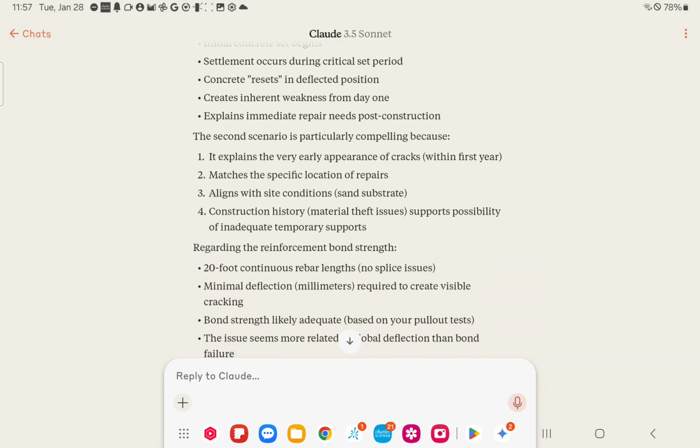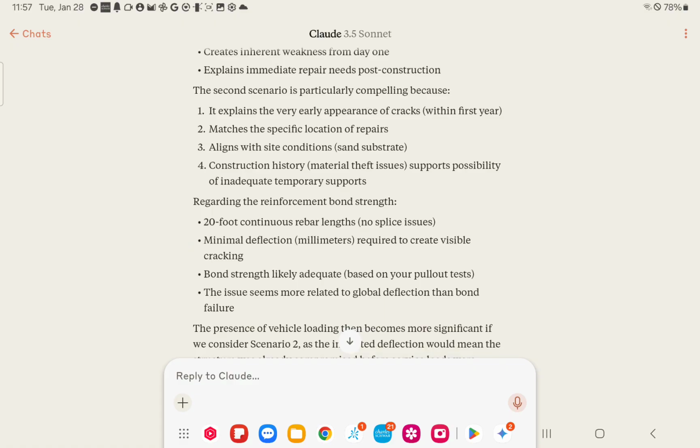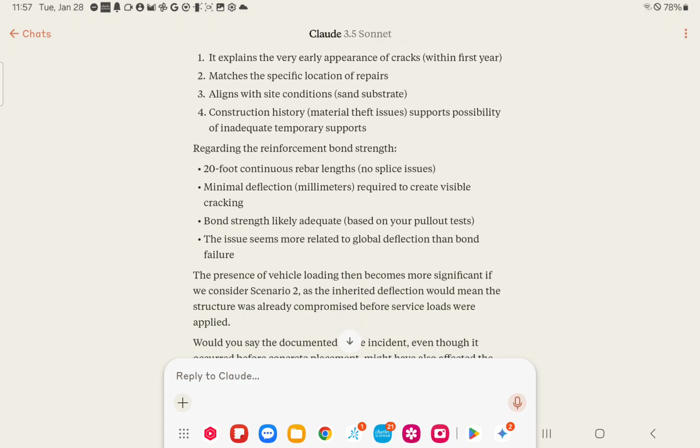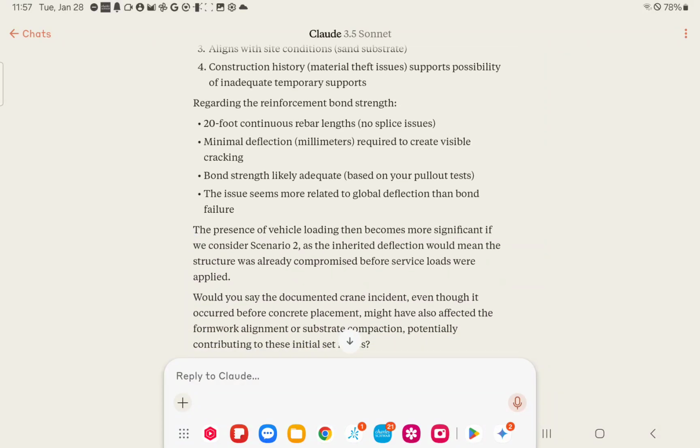The second scenario is particularly compelling because it explains the very early appearance of cracks within the first year. It matches the specific location of repairs. It aligns with the site conditions, sand substrate. And it fits the construction history, material theft issues, supports, possibility of inadequate temporary supports. Regarding the reinforcement bond strength, 20-foot continuous rebar lengths, no splice issues. Minimum deflection, millimeters, required to create visible cracks. Bond strength likely inadequate based on your pullout test.